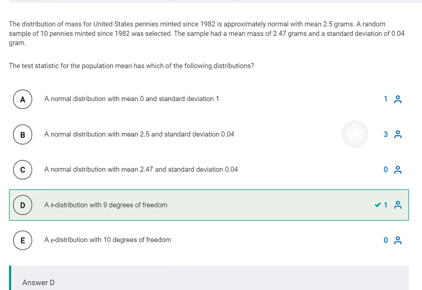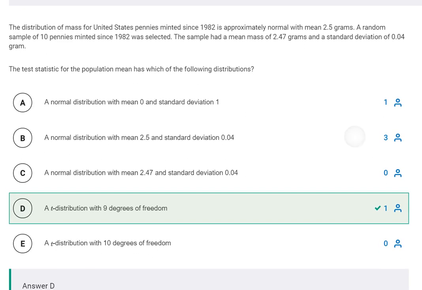Okay, number 22. A distribution of mass for United States pennies minted since 1982 is approximately normal with mean 2.5 grams. So if we're doing a mean, it says a random sample of 10 pennies minted since 1982 is selected. The sample had a mean of 2.47 grams and a standard deviation of 0.04 gram. Notice that we have a mean and a standard deviation for our sample, but we only have a mean for the population. We don't know the population standard deviation.